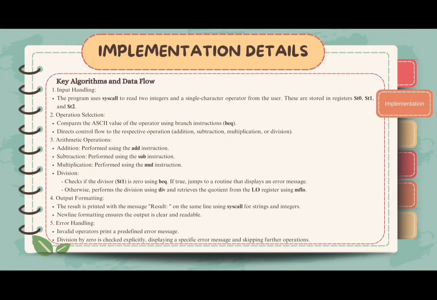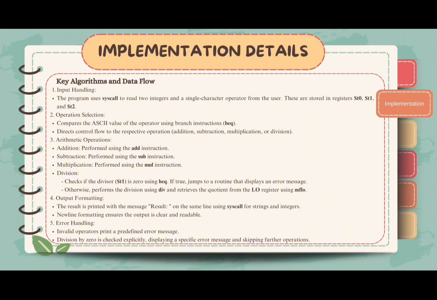Next, key algorithms and data flow. Firstly, input handling. The program uses syscall to read two integers and a single character operator from the user. These are stored in registers $t0, $t1, and $t2. Secondly, operation selection. It compares the ASCII value of the operator using the branch instruction, which is beq, then directs control flow to the respective operation, which is addition, subtraction, multiplication, or division.